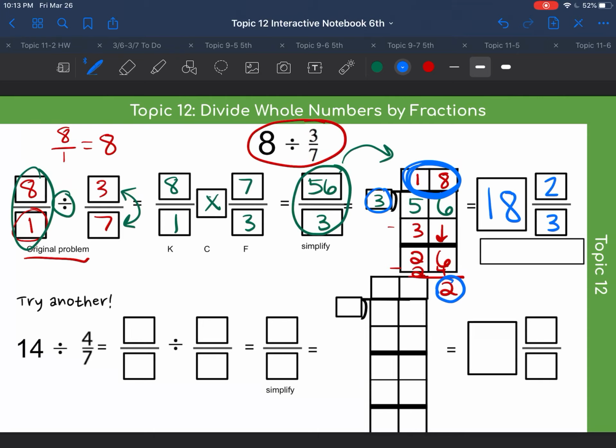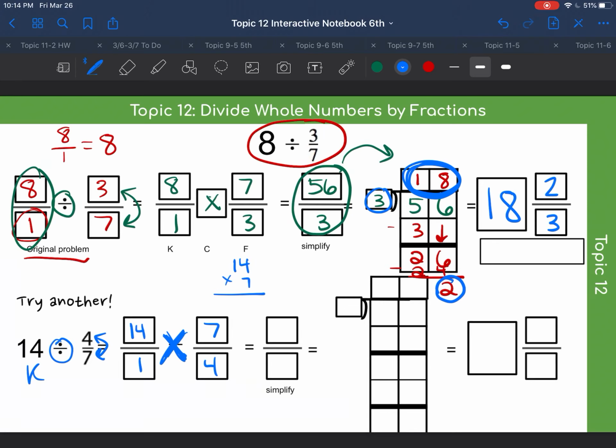The next one is 14 divided by 4/7. Well, we have to rewrite. We keep the 14, so 14 over 1. We change the division to multiplication, and I actually messed up. This should be a multiplication sign. I apologize. And then we flip the 4/7 and find the reciprocal, which is 7/4. So now we can multiply across. Ooh, this time we got a big number. We have 14 times 7.